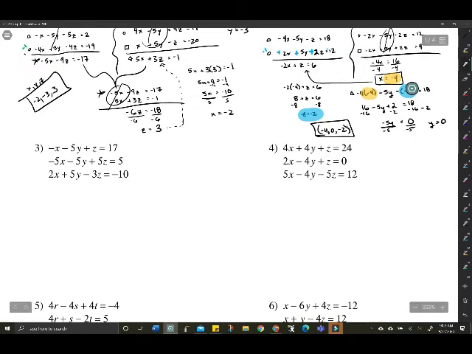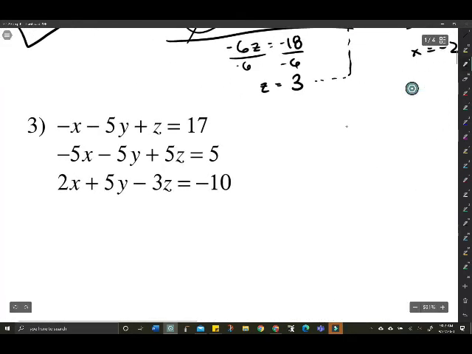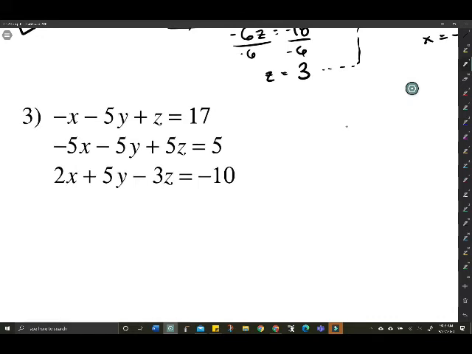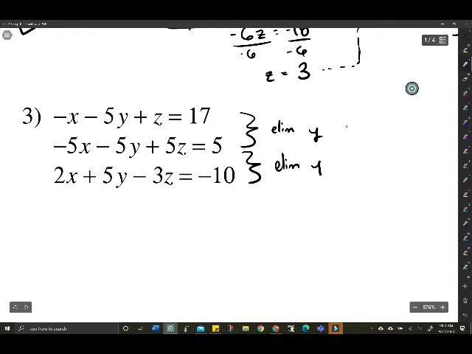Okay, 3 again. Let's do 3 here. You might hopefully start to be getting comfortable with what you need to do. Notice we're going to cancel out the y's again. They just happen to be the most convenient in all these problems. That won't always be the case.